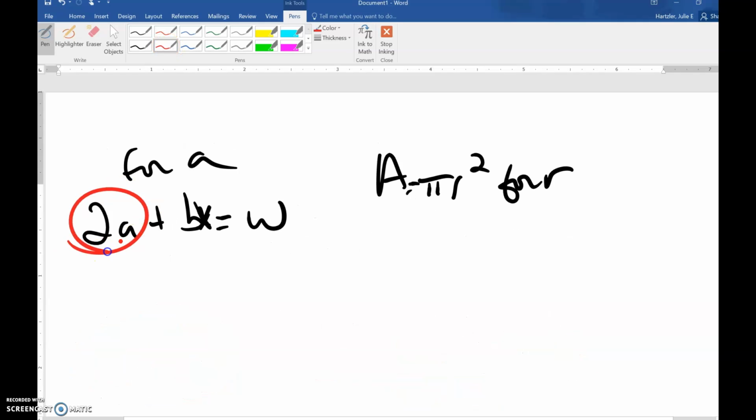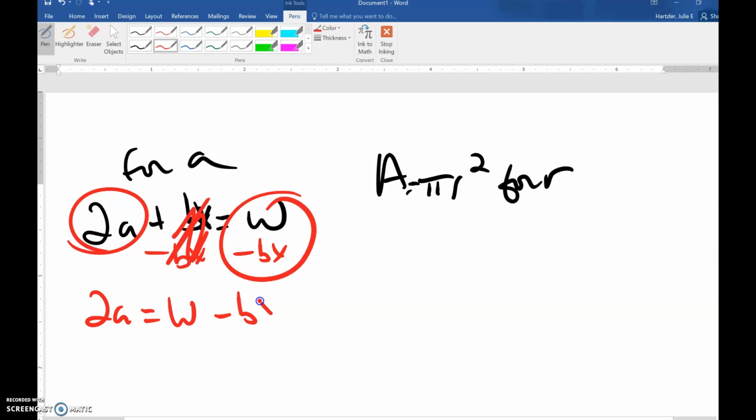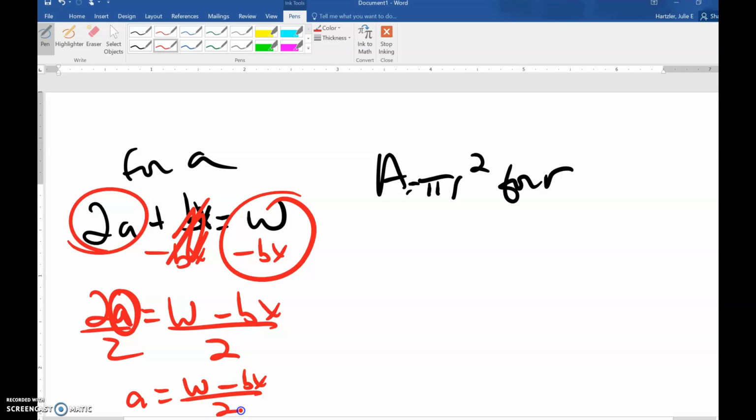Okay, this one I want to solve for a, so I'm going to get rid of adding and subtracting first because, again, we're doing order of operation backwards. The only thing is these won't be able to do anything. You can't add or subtract them. Now I still want to solve for a, so now I'm at the division step of life, so just divide by 2. So a is w minus bx over 2. You could divide them separately if you want.